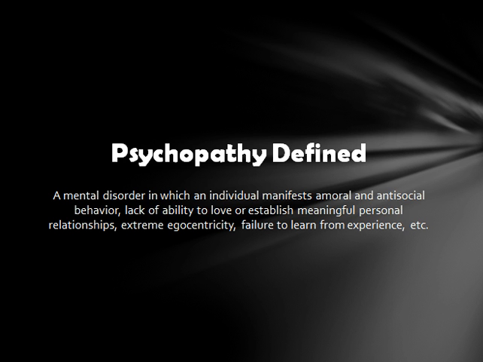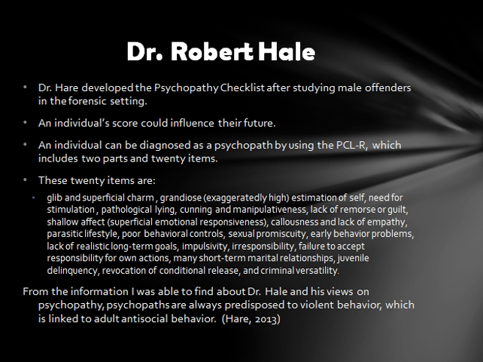First off, we might want to define psychopathy. Psychopathy is defined as a mental disorder in which an individual manifests amoral and antisocial behavior, lack of ability to love or establish meaningful personal relationships, extreme egocentricity, failure to learn from experience, etc. Dr. Robert Hare developed the psychopathy checklist after studying male offenders in the forensic setting, and he found that an individual's score could influence their future. An individual can be diagnosed as a psychopath by using the PCL-R, which includes 2 parts and 20 items. Among the 20 items are glib and superficial personality, grandiose estimation of self, which is also commonly known as narcissism, the need for stimulation, pathological lying, criminal versatility. These are a lot of the things that the media shows in psychopathy.